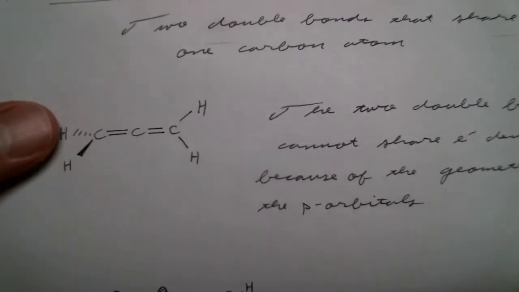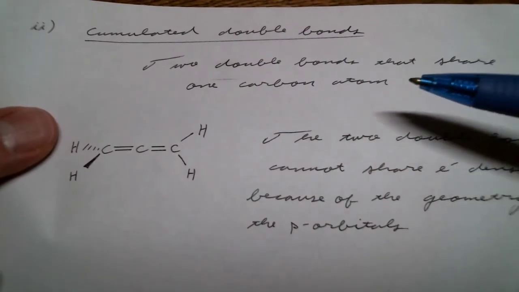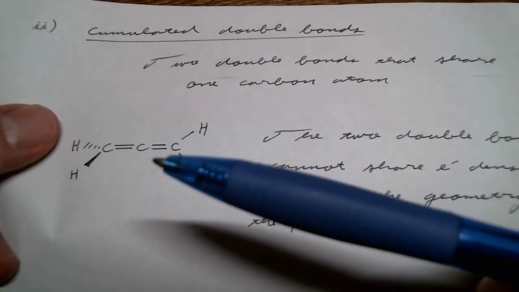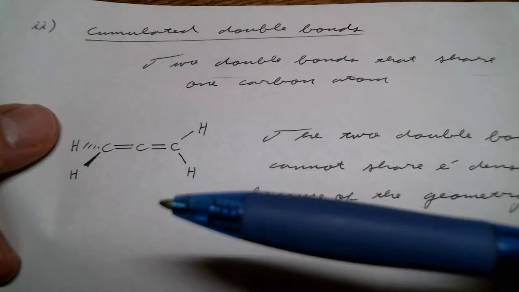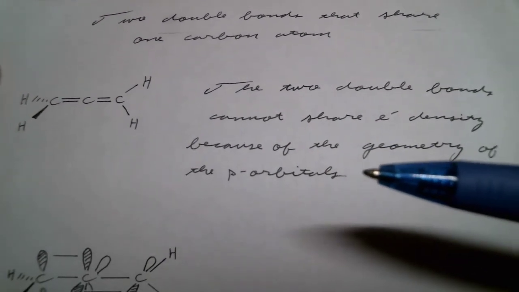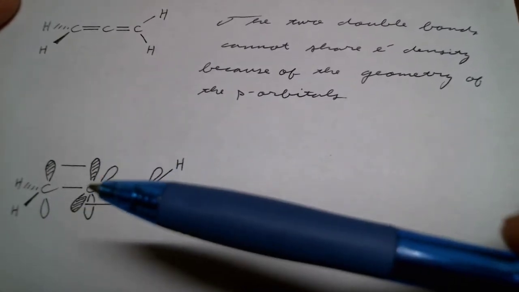Finally, to end this video, we've got accumulated double bonds, and so that's two double bonds that share one carbon atom, and those double bonds, their p orbitals do not overlap because of the geometry. So the two double bonds cannot share electron density because of the geometry of the p orbitals. You can see I've diagrammed it out right here.